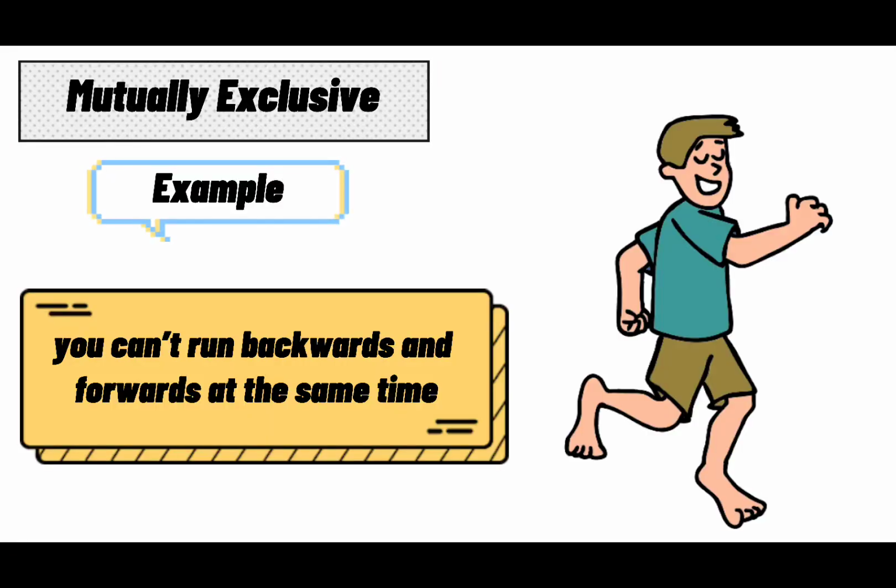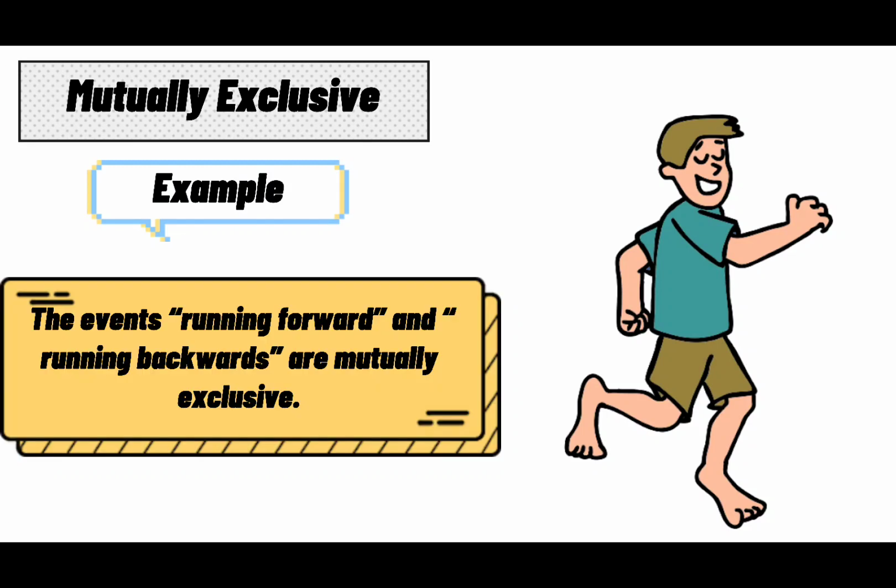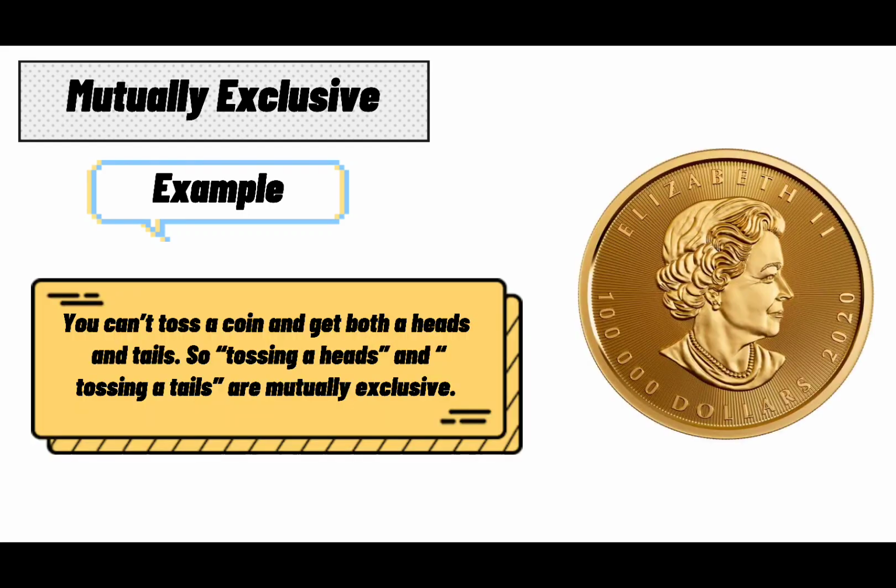Mutually exclusive. Example. You can't run backwards and forwards at the same time. The events running forward and running backwards are mutually exclusive. You can't toss a coin and get both a heads and tails, so tossing a heads and tossing a tails are mutually exclusive.